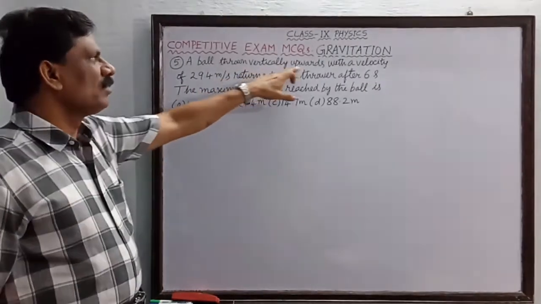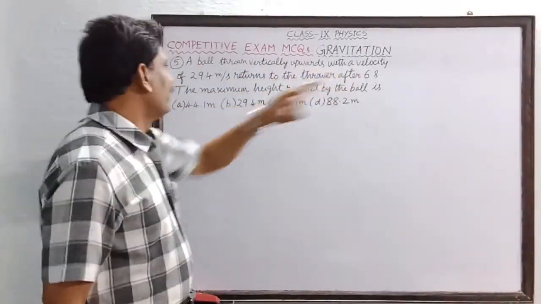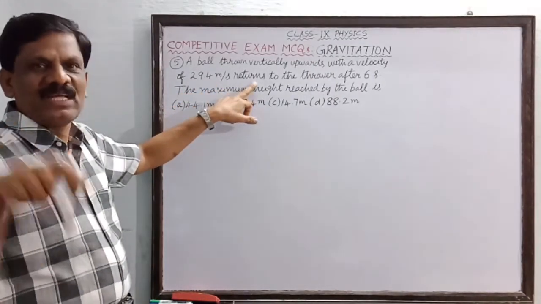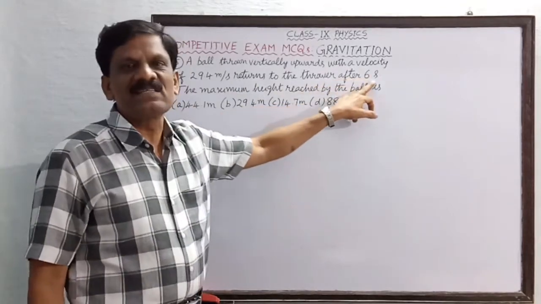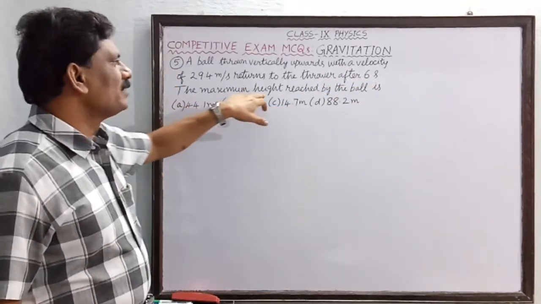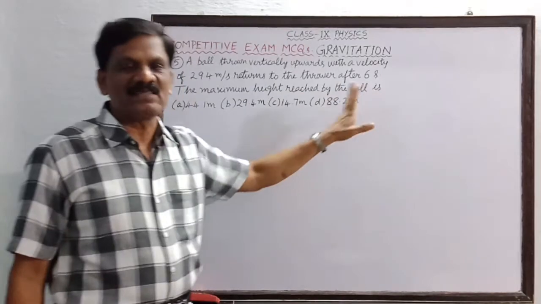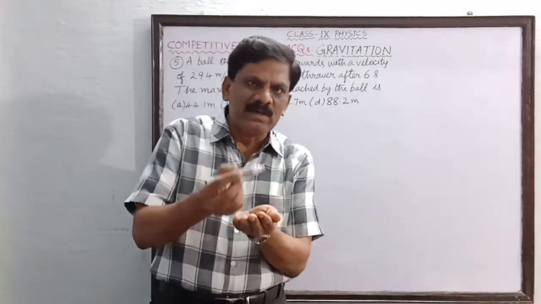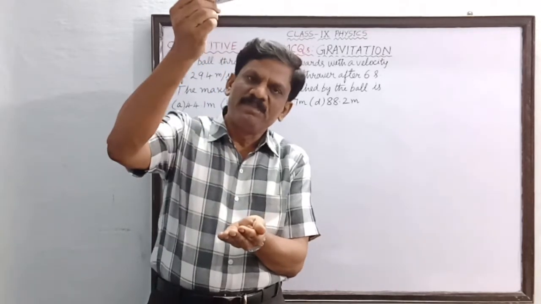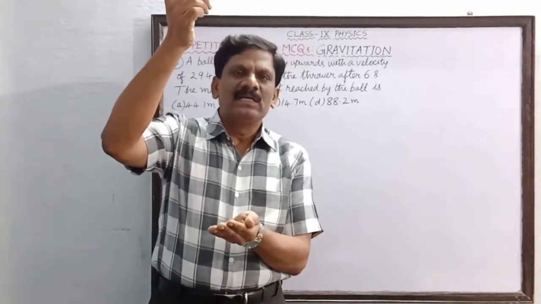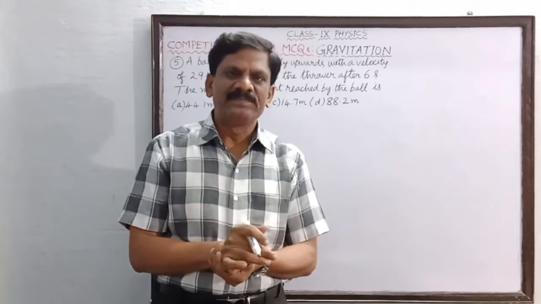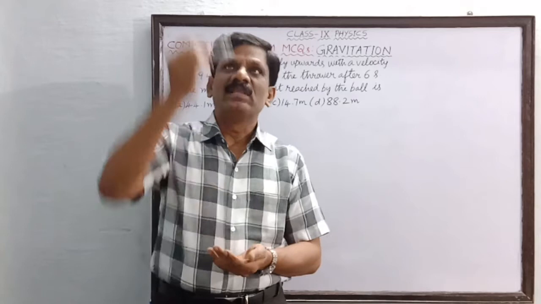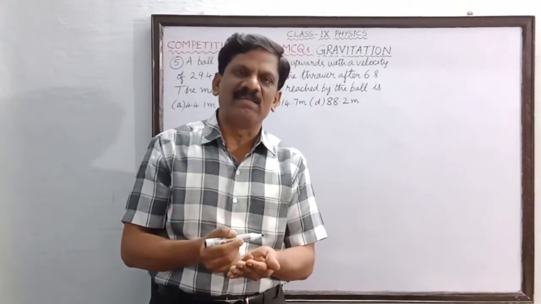Fifth sum. A ball thrown vertically upwards with a velocity of 29.4 meter per second returns to the thrower after 6 seconds. The maximum height reached by the ball is asked. Now, a person is throwing a ball in the upward direction. It goes up. And what will be the final velocity at the highest point? V equal to 0. Afterwards, what will happen? The ball will return to the thrower's hand itself.